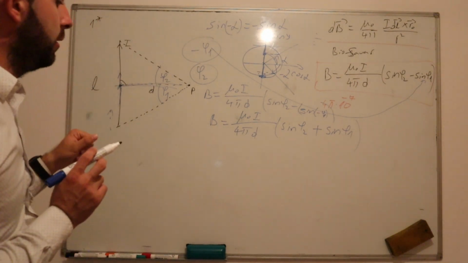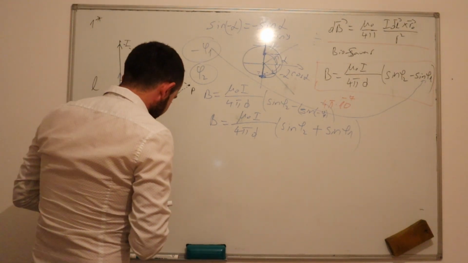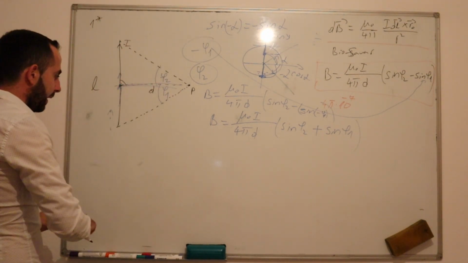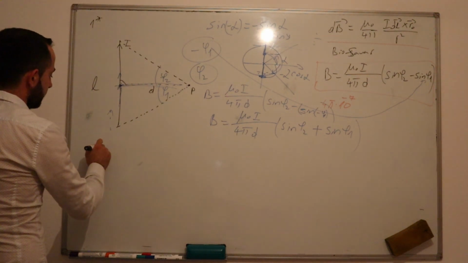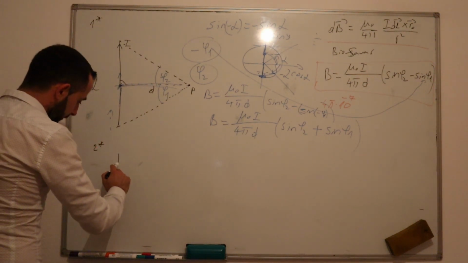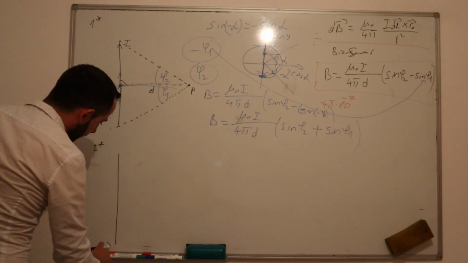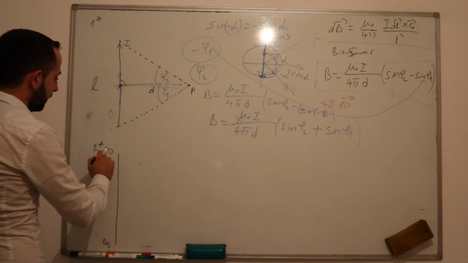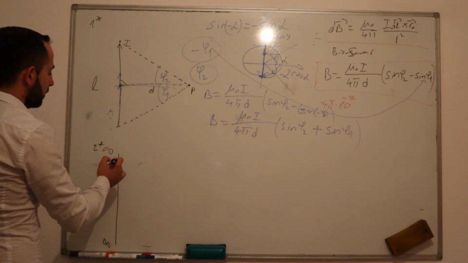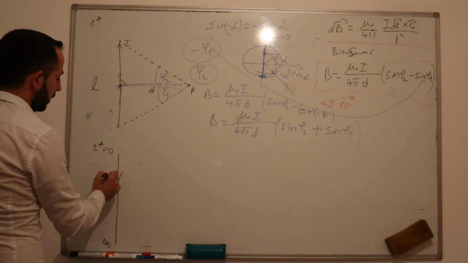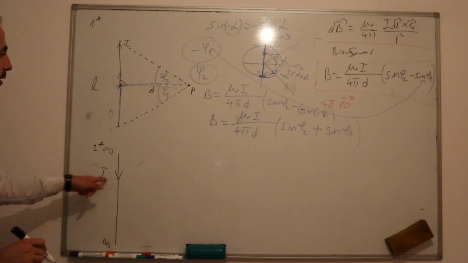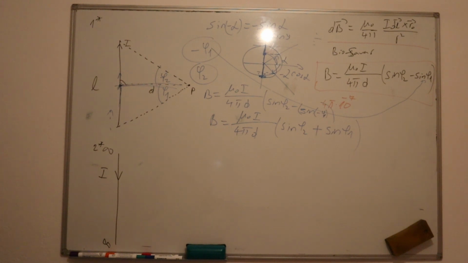Now, the second case we will analyze, and in many assignments you will have this case, is that we have an infinitely long conductor, infinitely long, with current I. Okay, we will draw the current in this direction.